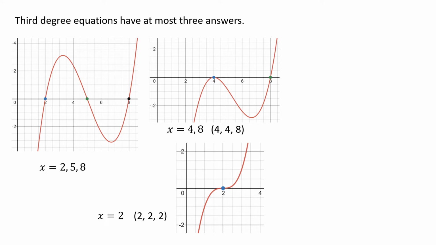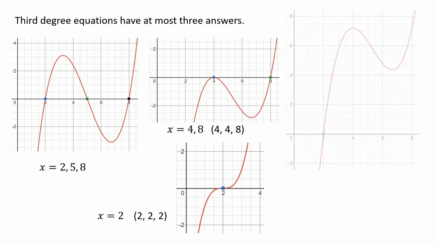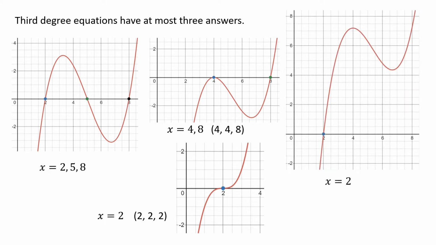Occasionally we get a single solution, and of course this is when we have a perfect cube, right? So this would be a graph of x minus 2 quantity raised to the third power. It says, hey, there's only one solution. It's a triple solution of 2. And then sometimes we have this weird situation where there's one solution because the second and third solutions are complex numbers or imaginary numbers.